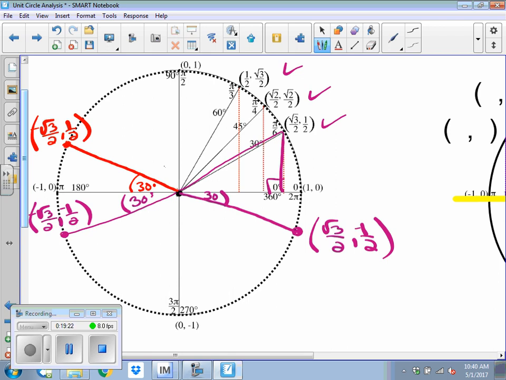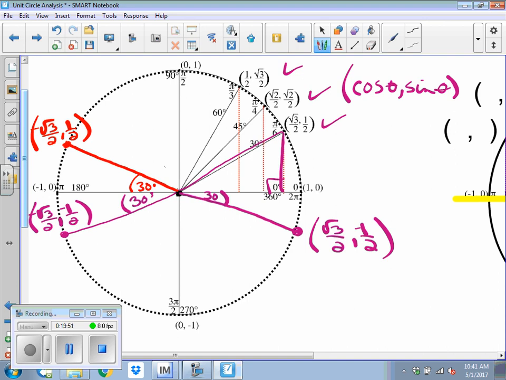So just looking at this, if I asked you, what is cosine of 45 degrees? Square root of 2 over 2. What is sine of 60 degrees? Square root of 3 over 2. It goes cosine, sine. Your coordinates are represented by cosine of that angle, comma sine of that angle.